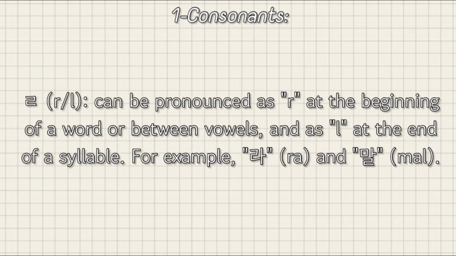Rieul can be pronounced as the sound r at the beginning of a word or between vowels, and as l at the end of a syllable, the bachim. For example, ra, as if in ramyan, and mal, which means horse or talk. It has so many meanings.